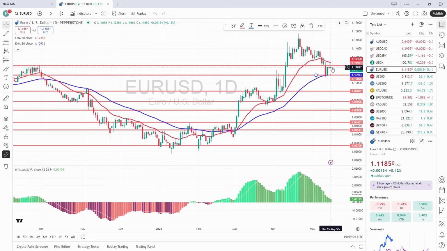If, however, it reverses and it pushes itself back up the chain to the 20 moving average, I wouldn't trade this long until it was above the 20 moving average. So until the 50 is above the 20 moving average, I would leave this one alone. So the short is the preferred trade on the euro.